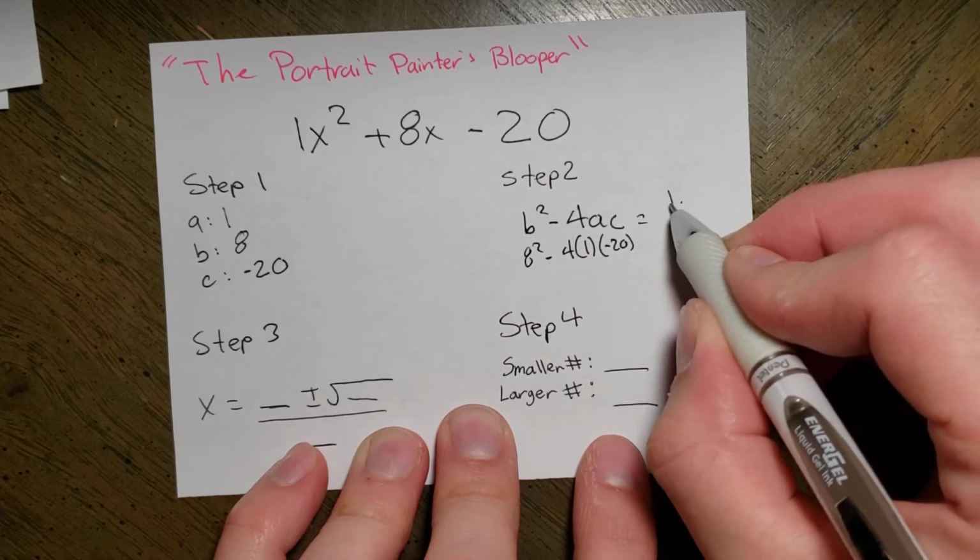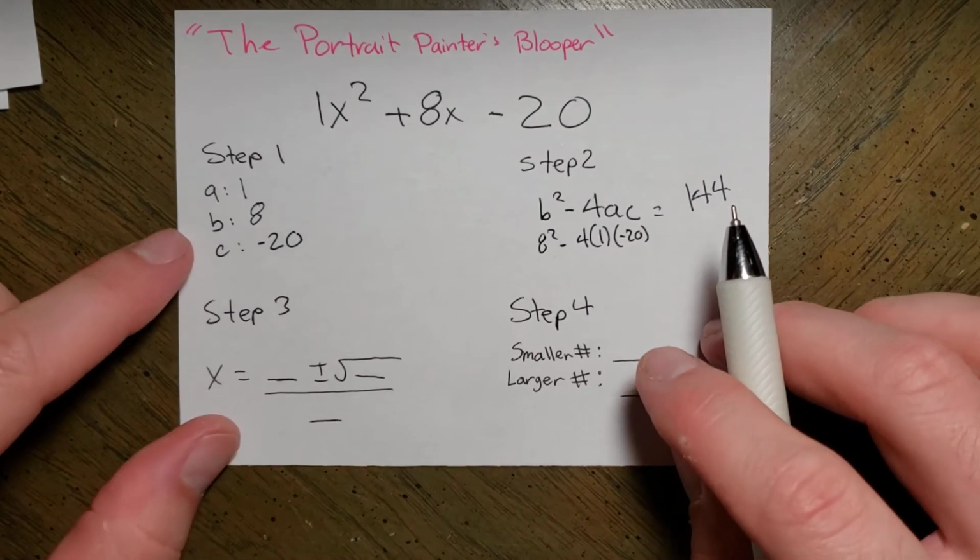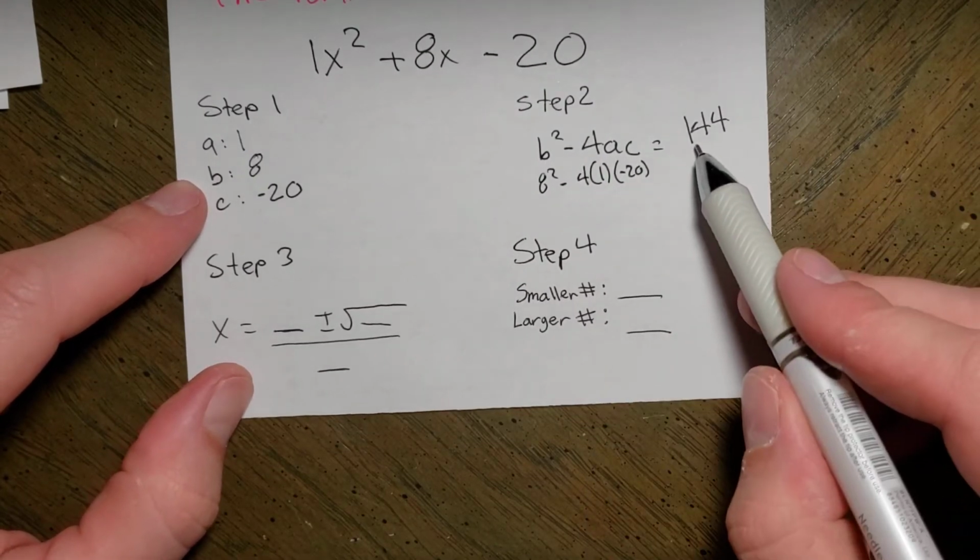Oop, I can spell 1, 4, 4. Spell. You don't spell numbers, right? You just put them in the right order. Here we go. All right, so we got the discriminant is 144.